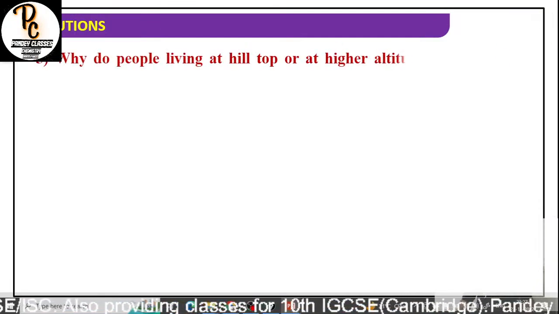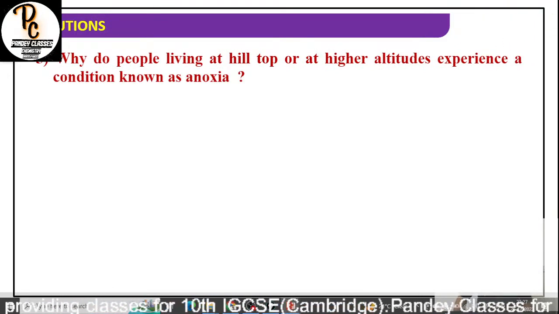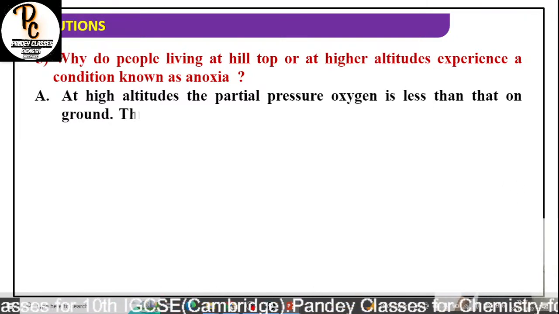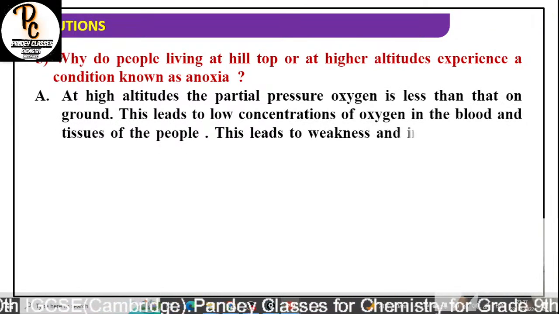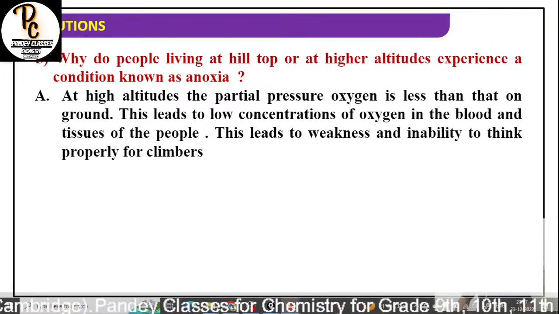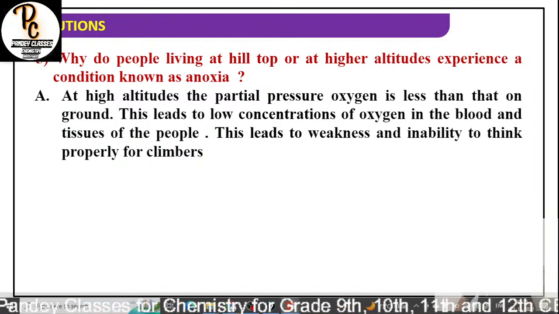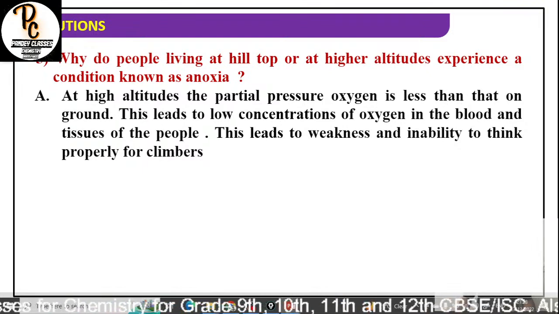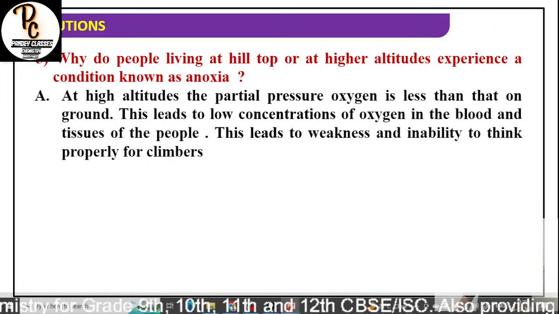Why do people living on hilltops or at higher altitudes experience a condition known as anoxia? We know that at higher altitudes the partial pressure of oxygen is less than on the ground. This leads to less availability of oxygen in our blood. That's why, if the percentage of oxygen is decreasing, a person reaches a condition of anoxia, a kind of unconscious state.